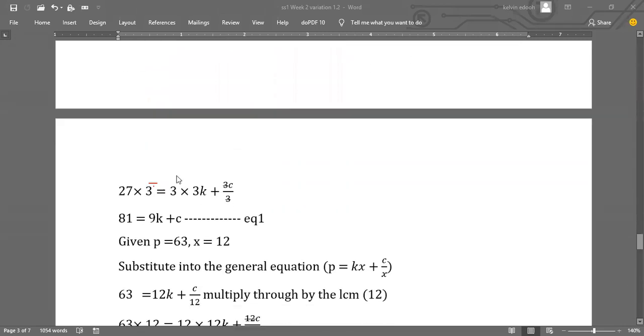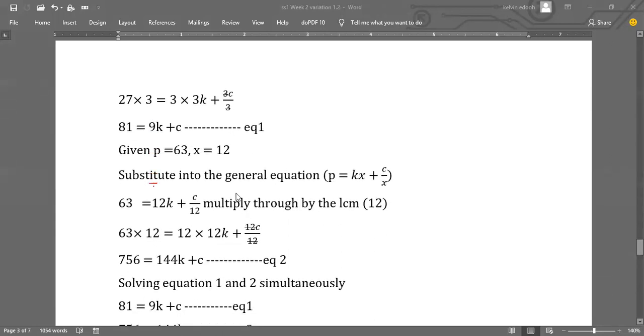So you'll be having 3 times 27 equals 3 times 3K plus 3 times C over 3. So if you do that, 3 times 27 is what? 81. And 3 times 3K is 9K. Plus, this will simplify, the 3 will cancel out. As it's cancelling out, we'll be having 81 equals 9K plus C. So that's equation 1.